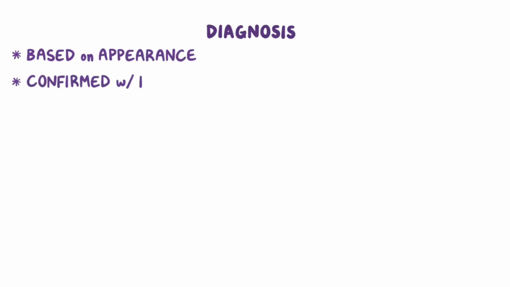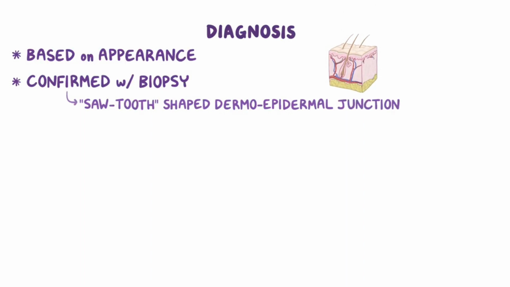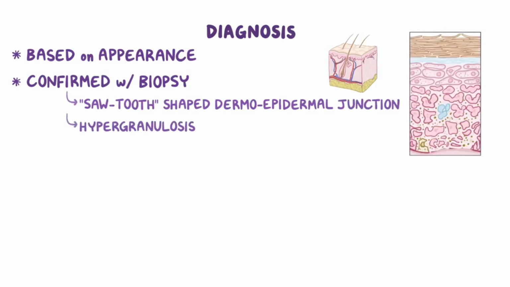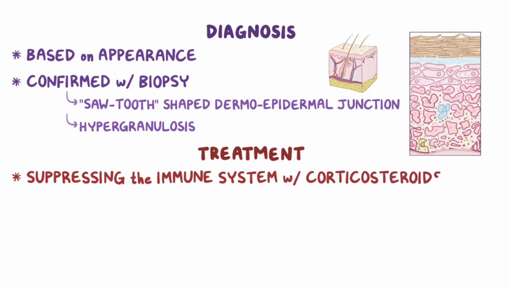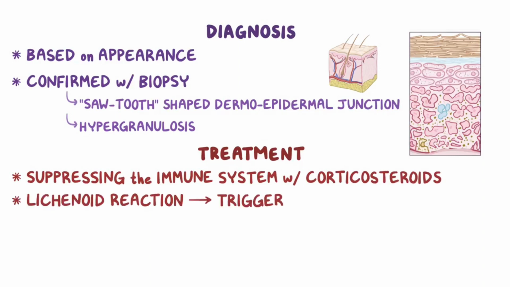The diagnosis of lichen planus is based on its appearance and can be confirmed with a biopsy that shows a sawtooth-shaped dermo-epidermal junction and a thickened stratum granulosum, or hypergranulosis. The treatment of lichen planus is geared at suppressing the immune system with corticosteroids. In a lichenoid reaction, the trigger is known, so that trigger is removed.